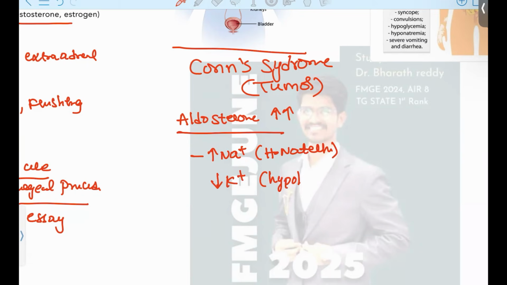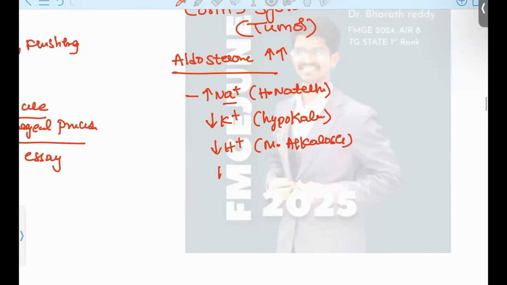When the potassium is also blocked, the H plus ions are also lost. That will be leading to metabolic alkalosis in the patient. And when the sodium is involved, this will be leading to H2O retention. That will be the fluid overload, leading to high blood pressure in this patient. These are the major symptoms of the patient.